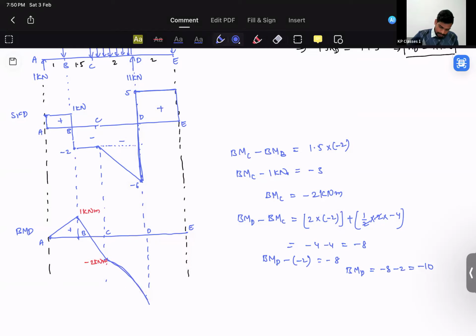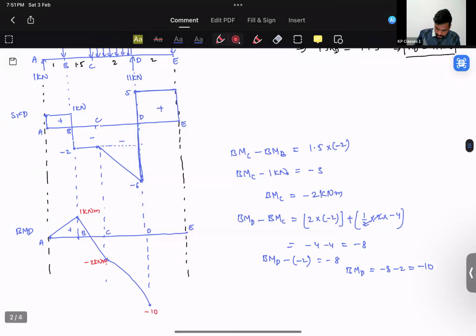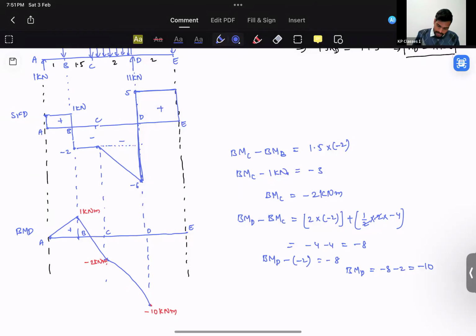Mark this as negative. This is a negative and increasing slope curve, which would be reaching to minus 10 kilonewton meter. And then finally, the bending moment at point T, obviously it would be zero because that's a T end, and it is a positive and constant curve. So it would probably be a straight line this way. So that's going to be the bending moment diagram for this.